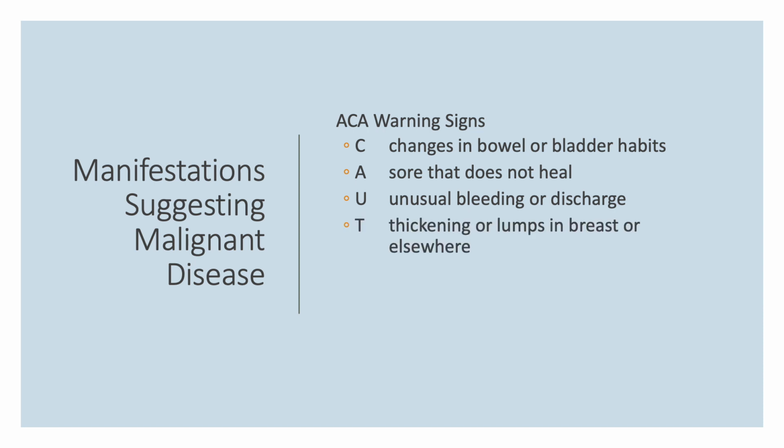Thickening or lumps in the breast tissue or even elsewhere. So you would feel, for example, in someone who has a lymphoma, you might be able to feel that swollen lymph node or nodes in the neck, under the arm, in the groin.